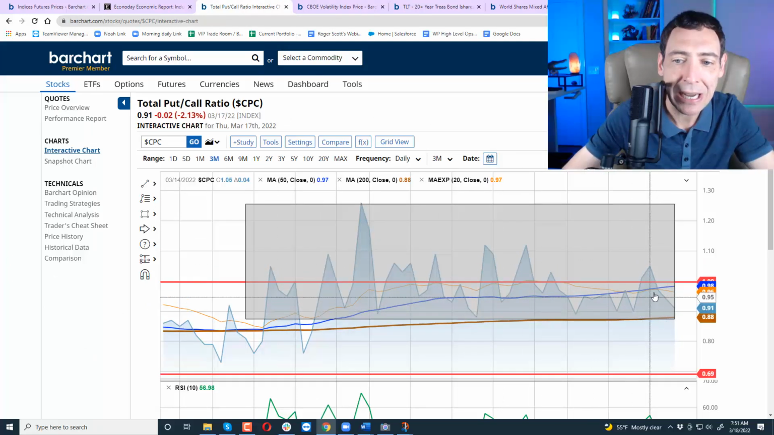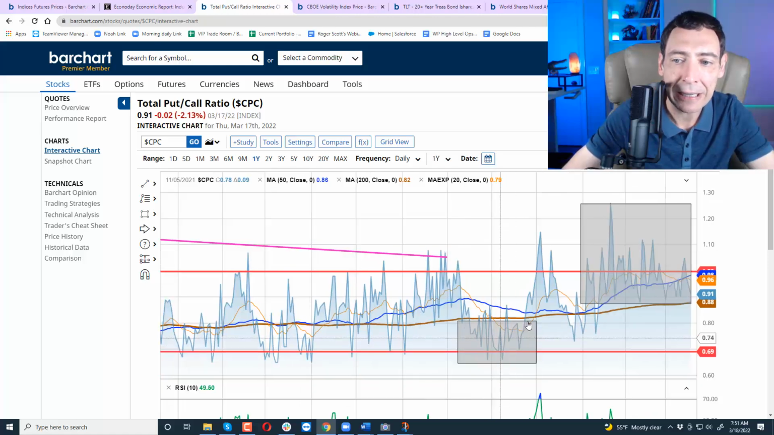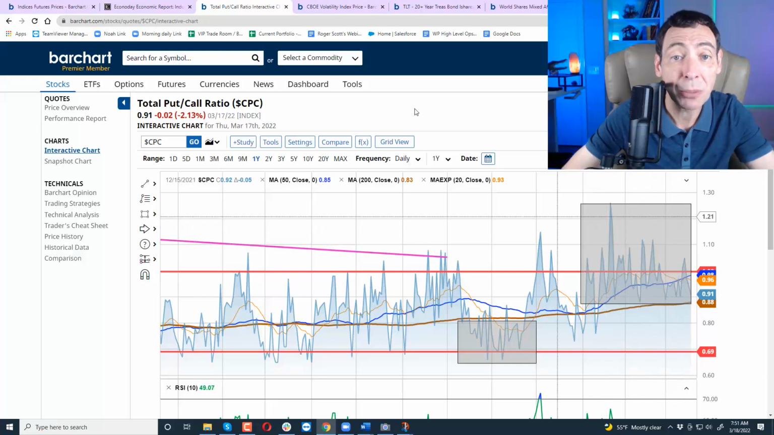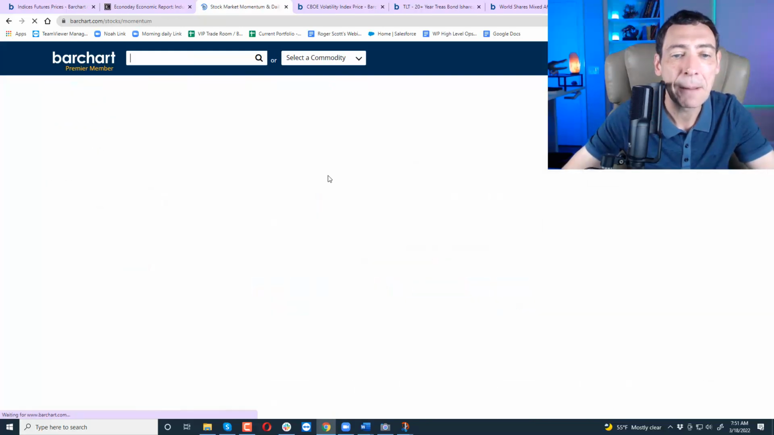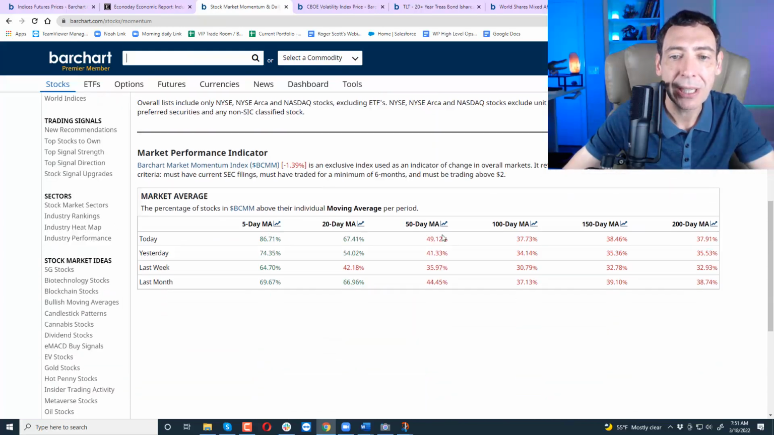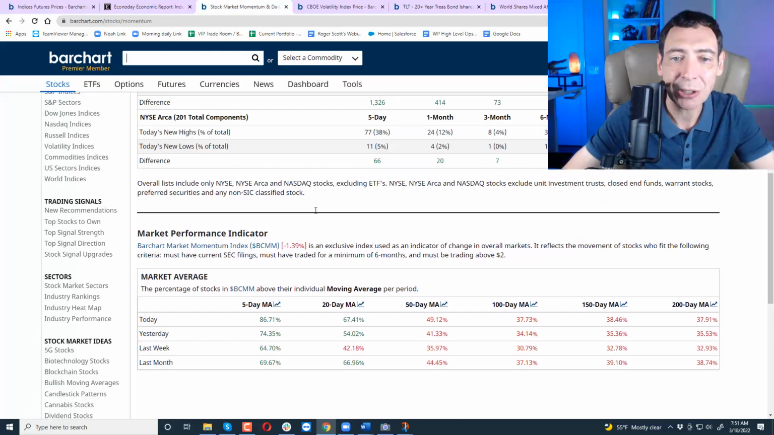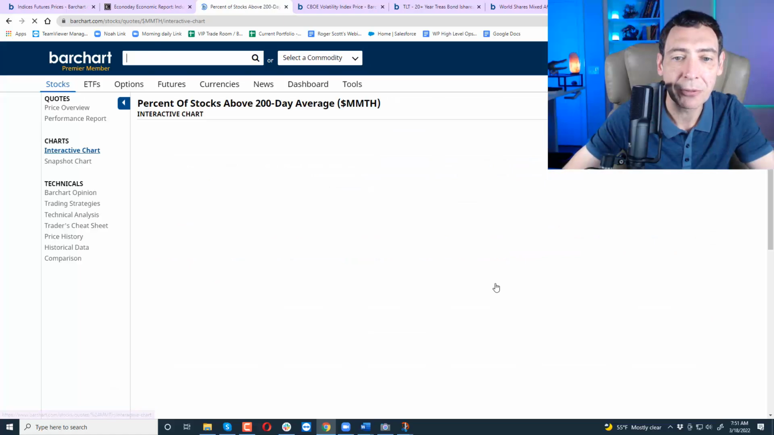Put to call ratio is still to this day, look at this. We're still in the upper end of the range, and we haven't broken down. If you look at it in these two periods, you will see that this is when markets are really, really bullish, and this is when markets are really bearish. And we're still within that range, which means I'm expecting more upside, especially in light of the fact when you're looking at momentum levels and you're looking at stocks trading above or below the 200-day moving average.